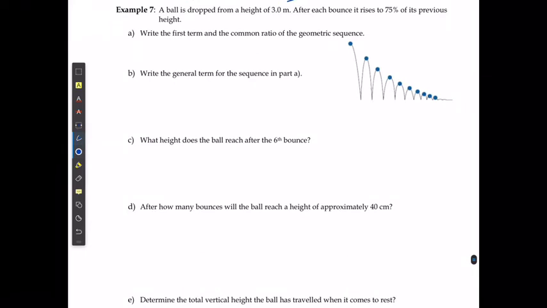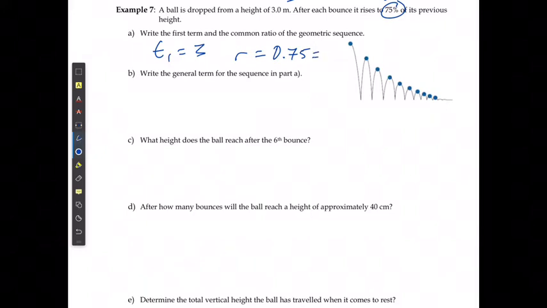For the last question, we have our infamous dropping ball question. A ball is dropped from the height of 3 meters. After each bounce, it rises 75% of its previous. What is the first term and the common ratio of this series? Well, the first term is I started at 3 meters, or 3.0, and the common ratio is I'm going back up 75%, or 0.75. I could write it as a fraction as well of 3 over 4 if you prefer.